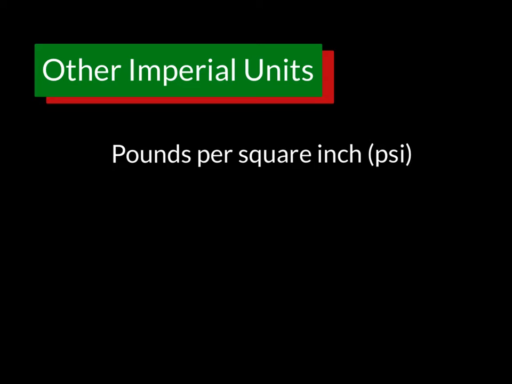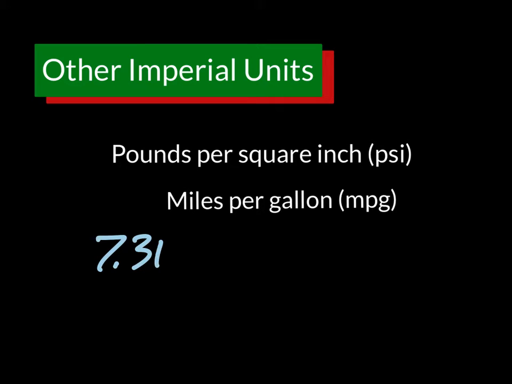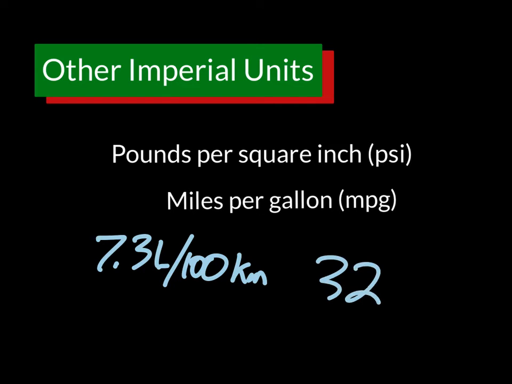An example of a compound unit in the imperial or American system would be something like pounds per square inch, or PSI. Another example we find in everyday life is miles per gallon, or mpg. So if a car gets 7.3 liters per 100 kilometers, is that good? Many people don't know, but most people know that 32 miles per gallon is pretty good gas mileage, even people who grew up under the metric system of liters and kilometers.